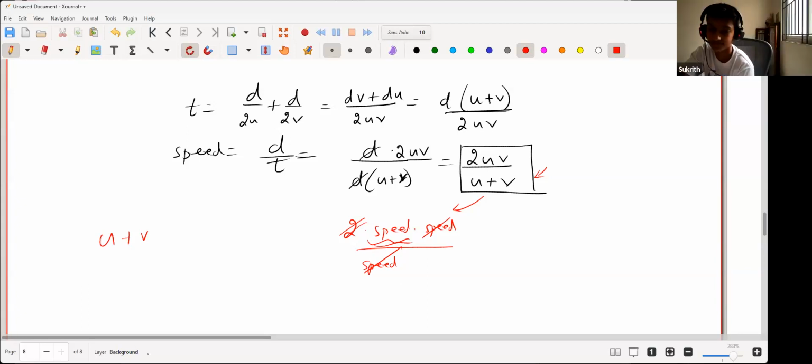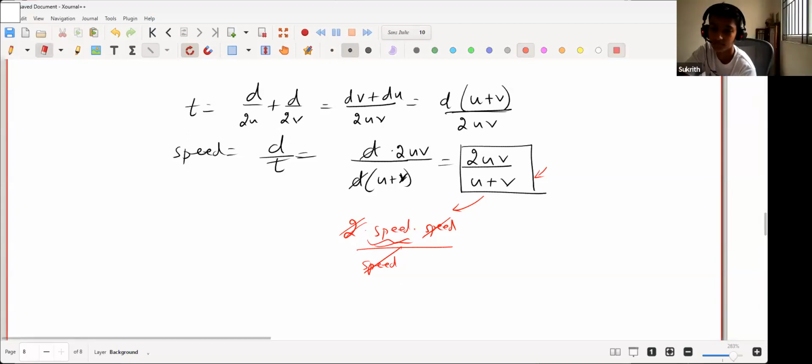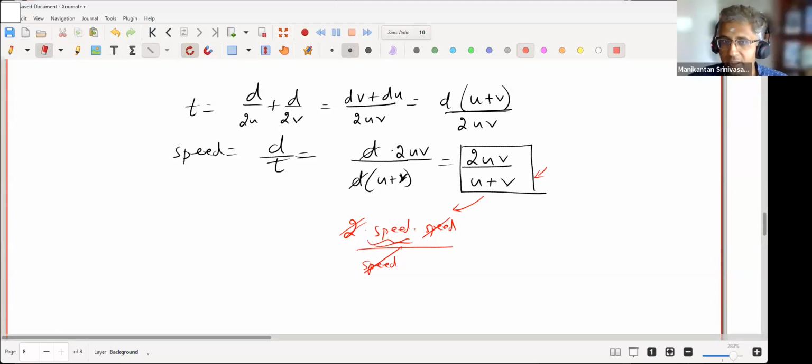Now, one question you might all ask: how do I guarantee that this expression 2uv by u plus v is indeed between u and v?